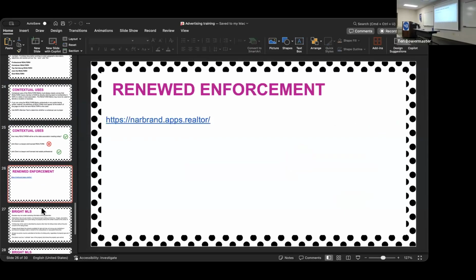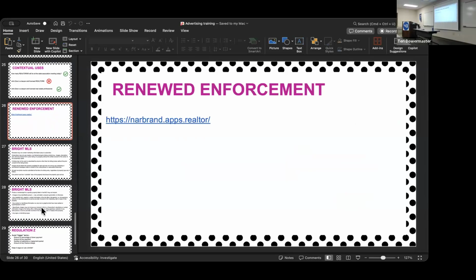There's the website for the renewed enforcement. You just go and fill out the form and you tell all your friends. But it's not to say go tell all your friends, it's just to let you know that they are ramping up that information. Okay, just to be aware of it.